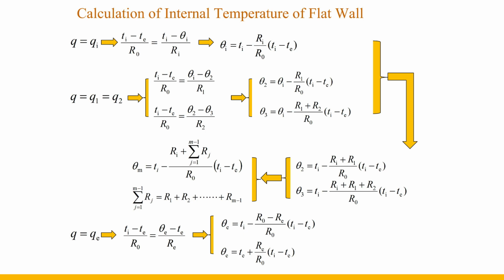Taking the three-layer flat wall structure as an example, according to the characteristics of steady heat transfer, the heat transfer through the flat wall is equal to the heat flow through each layer of the flat wall.